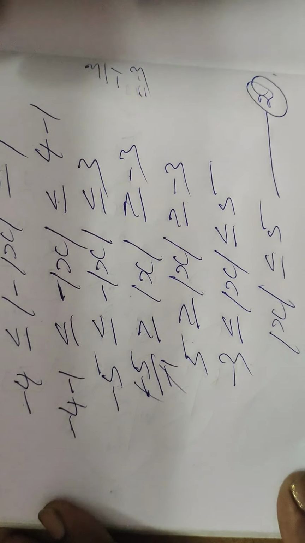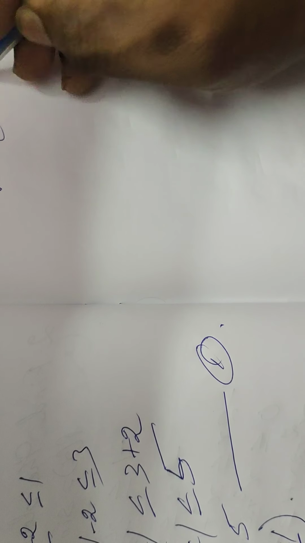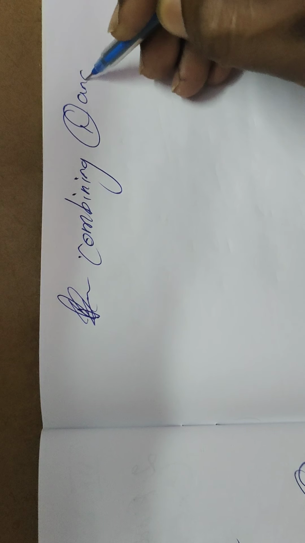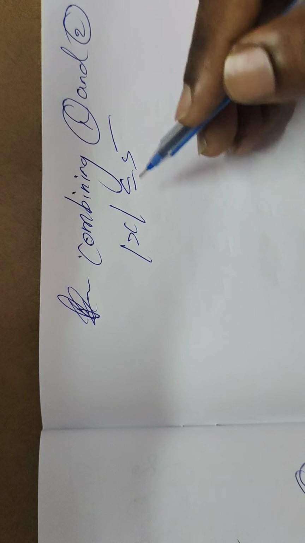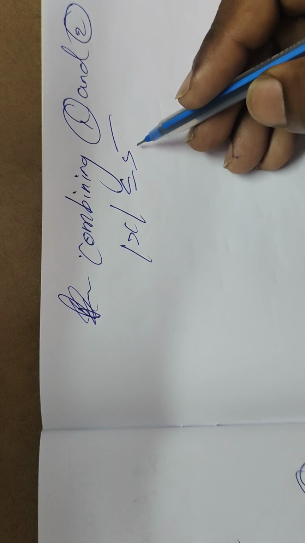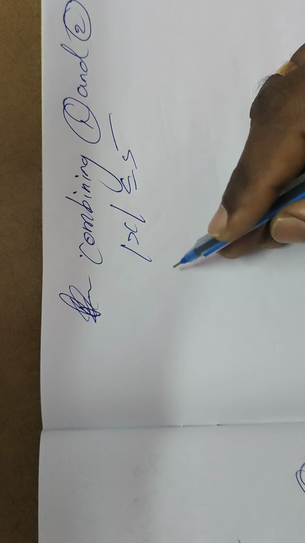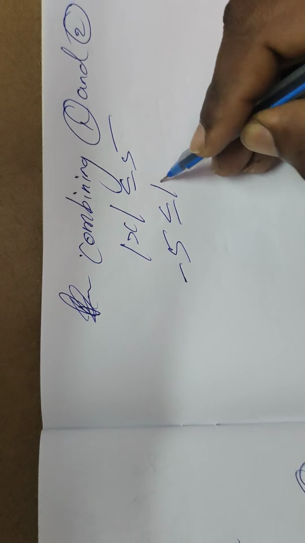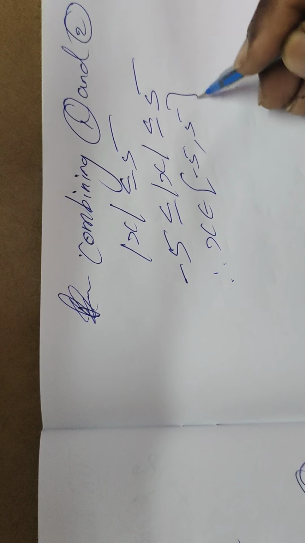So combining equation 1 and 2, modulus of x is less than or equal to 5. Therefore we know the formula: modulus of x less than or equal to 5 means minus 5 less than or equal to x less than or equal to 5. Therefore x belongs to minus 5 comma plus 5.